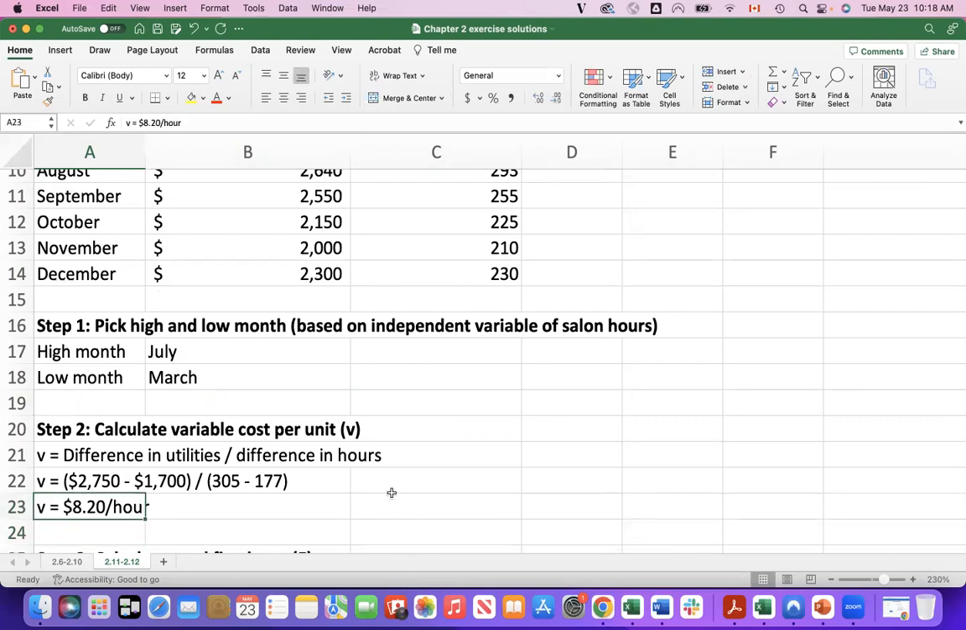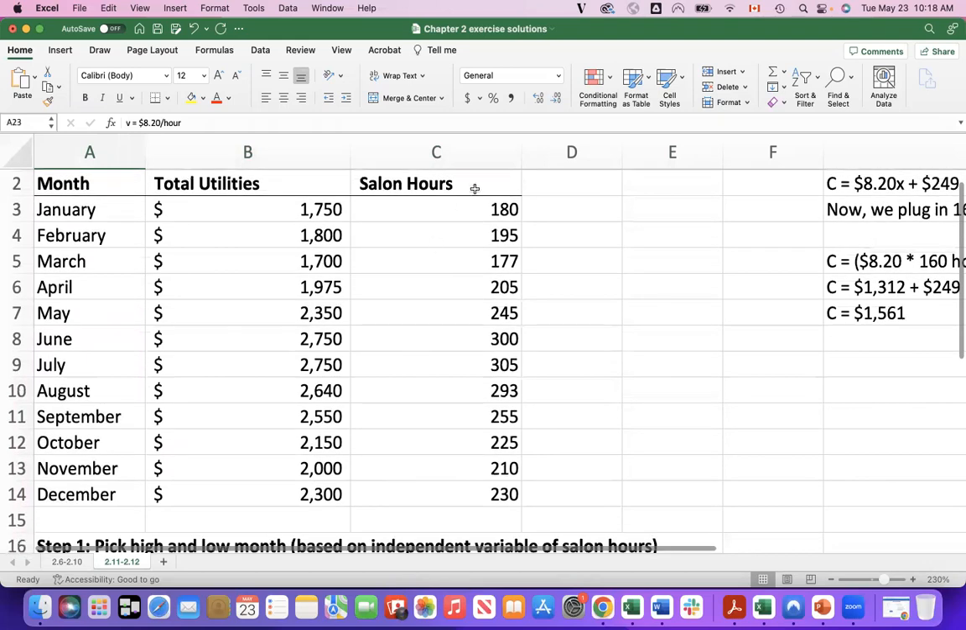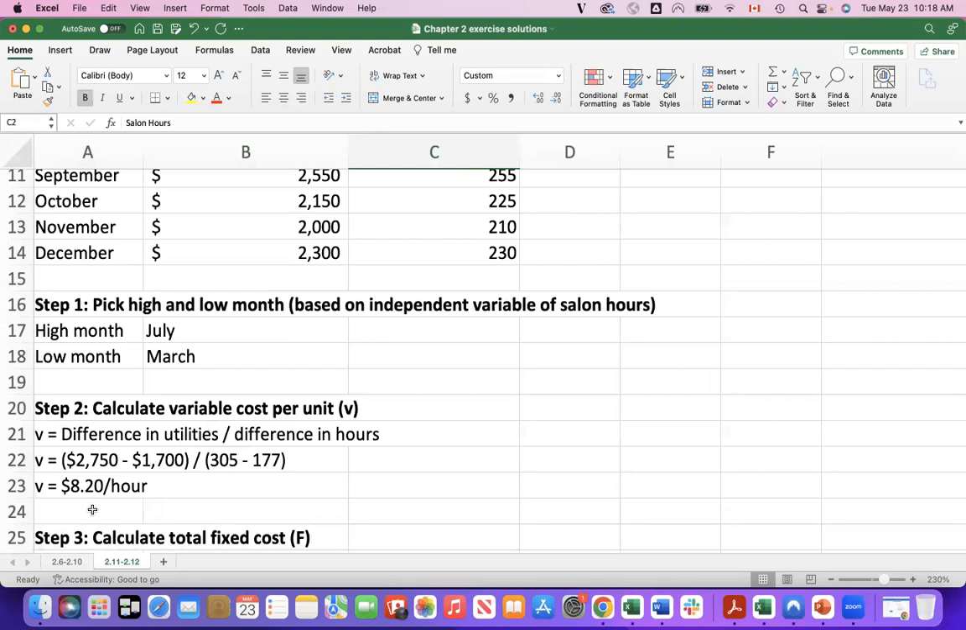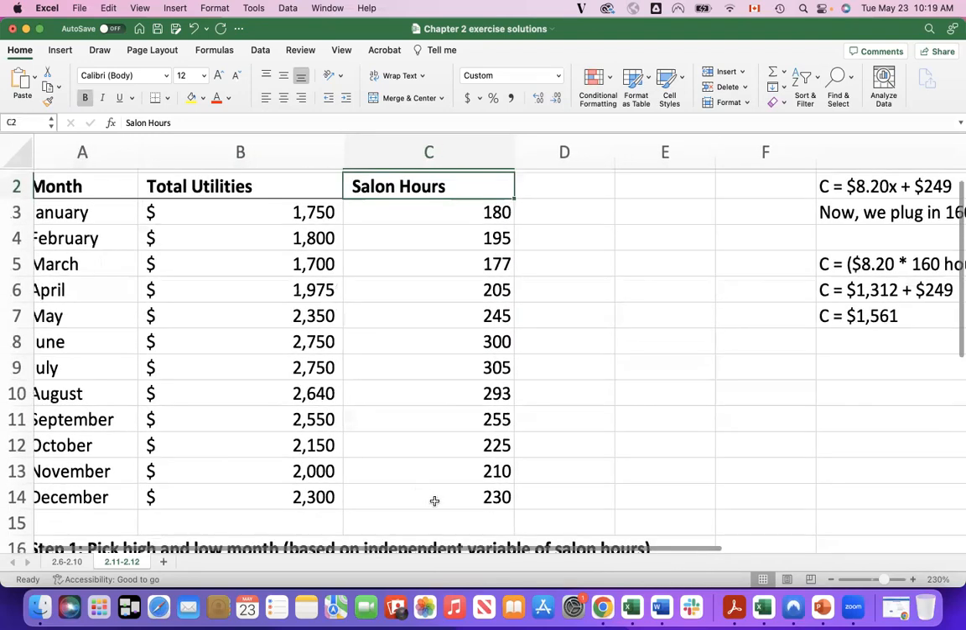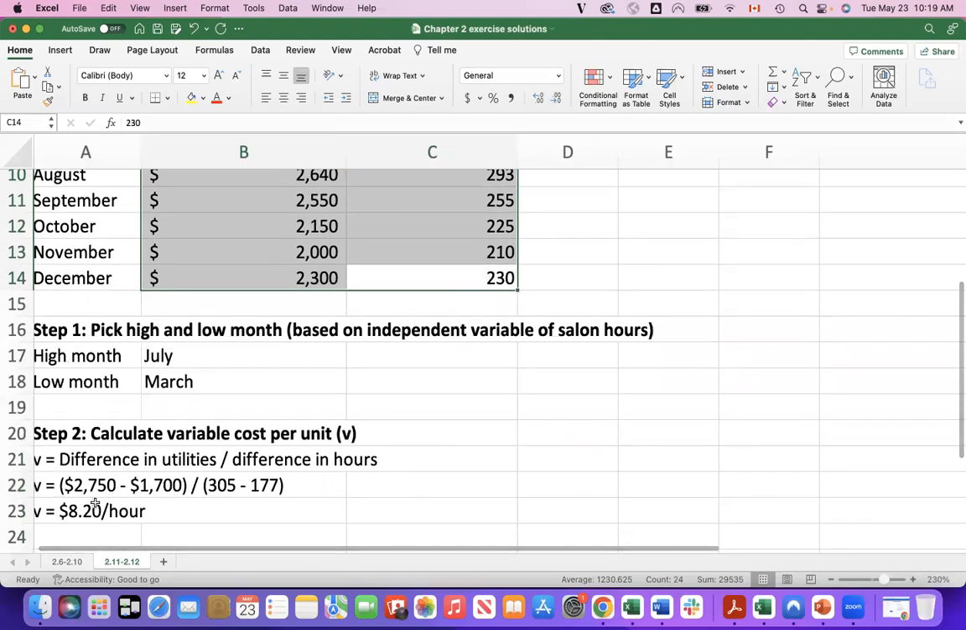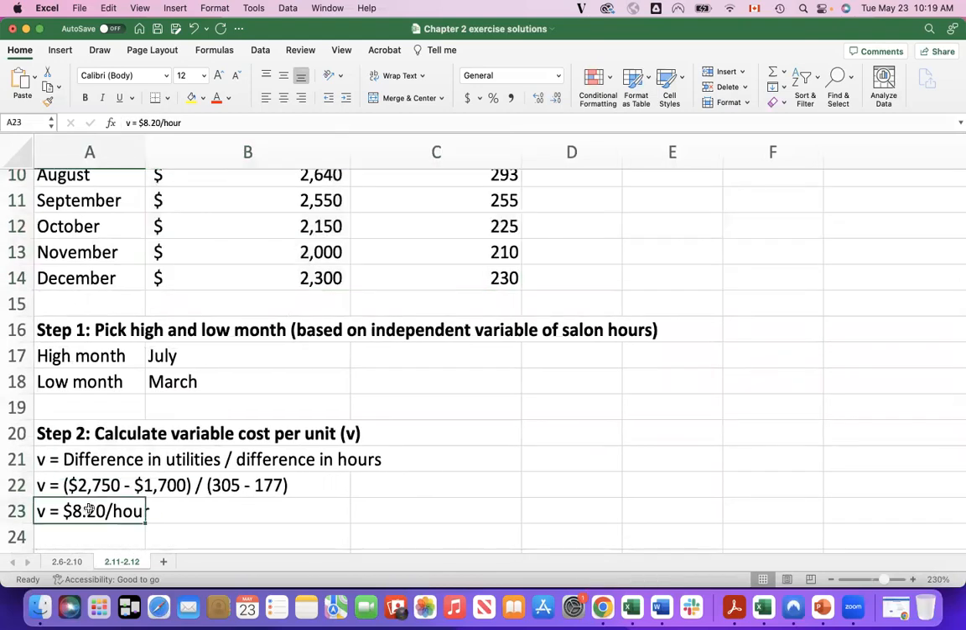Again, what does that number represent? That represents that every salon hour I incur, I am estimating that I'm going to incur utilities costs of roughly $8.20. So if I incur 1 hour, $8.20, 2 hours, $16.40, so on and so on, in variable utility costs. But again, the assumption is it is based off of this data set only, and this data set is predictive, it is informative, it is a representation of utilization going forward. So we've determined our variable cost per unit, our slope of the line, if you will.